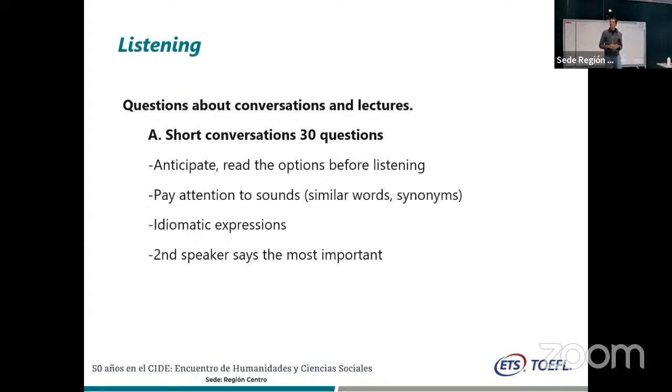And what is the most important? The second speaker says the answer. As I said, in a short conversation, one person says something, the other replies. The second bit is one of the most important. Sometimes students get lost because they don't understand the first speaker. They think they are going to miss that answer, but if they knew that the second speaker is going to say the most important part, that would be different. Let's pay attention to this example.